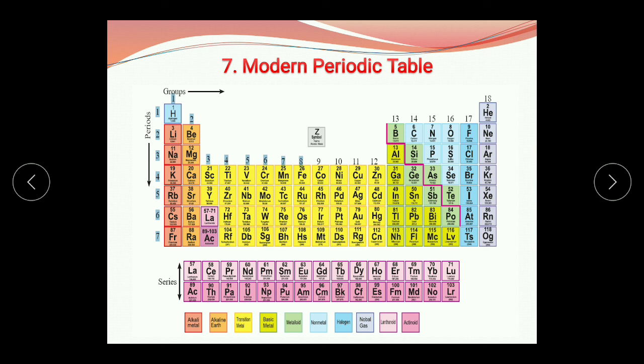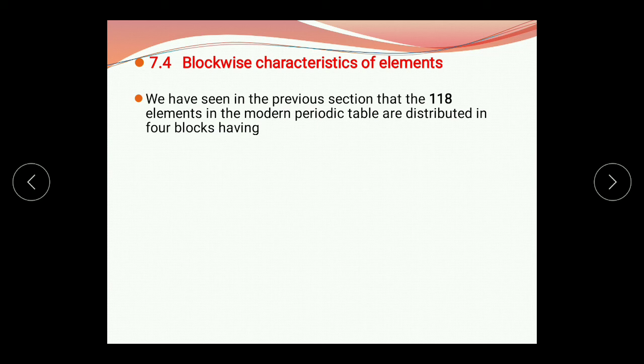Now, today we are going to start the study of blockwise characteristics of elements. How many blocks are there in the periodic table? We have seen in the previous session that the 118 elements in the modern periodic table are distributed in 4 blocks having a general electronic configuration according to their block. That means in a single line we can write the general electronic configuration of that block.